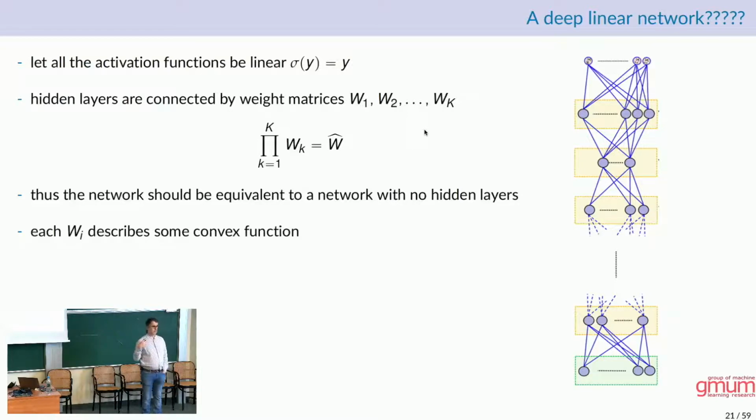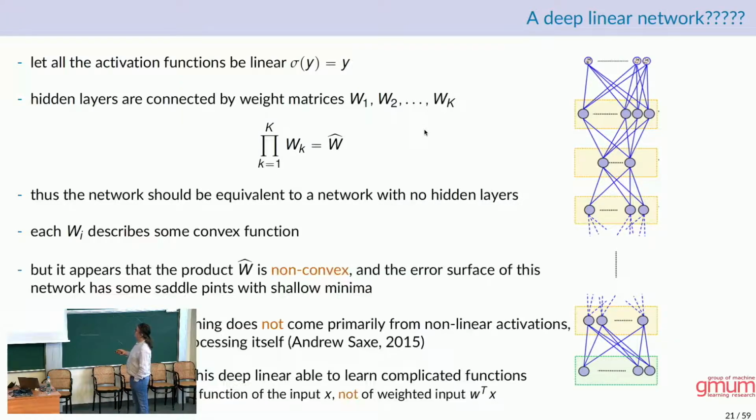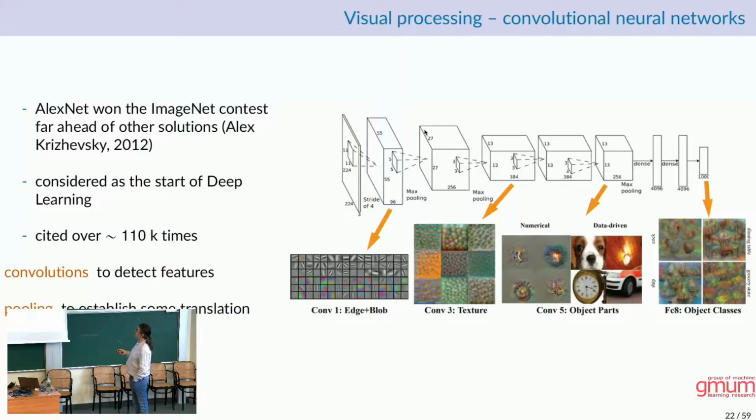He's got 1 hour 15. So it's for what time is it now? So it is... deep linear network. I will skip it. I have to skip it.